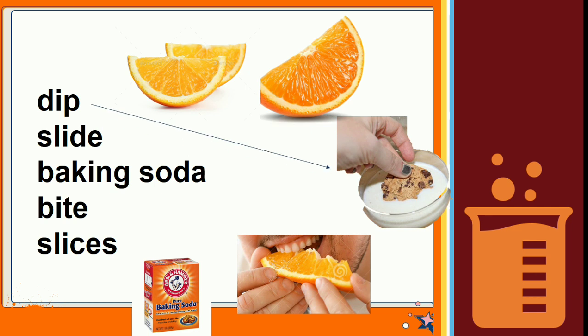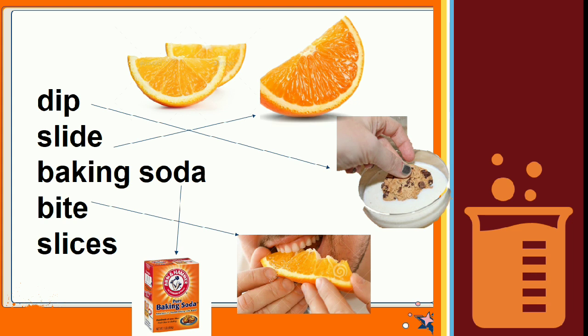Okay, dip. You dip a cookie in milk, or if you want, in juice or water. And slide. You have a slide of orange, you have a slide of watermelon, I mean just one. Baking soda. I think this is a very useful material for experiments because you need this material in, I think, most of the experiments. We have bite. You bite your orange, you bite a pizza, I don't know.